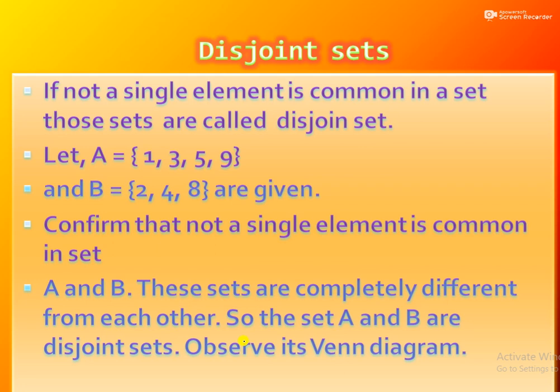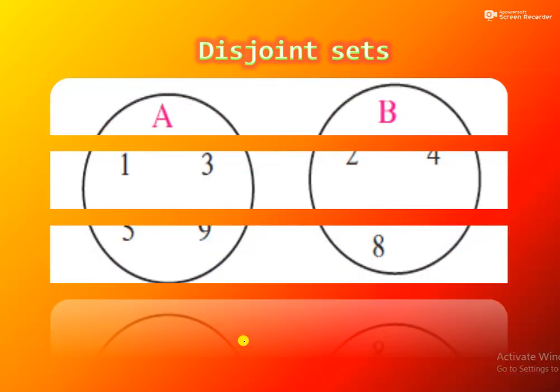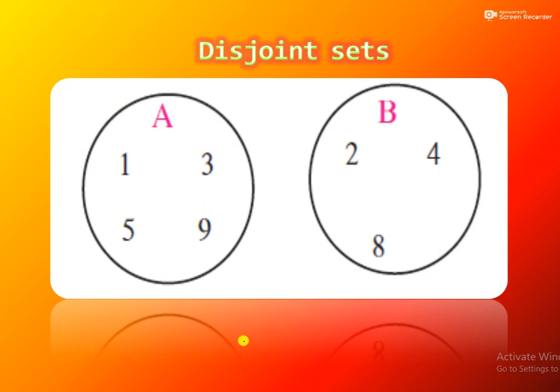Observe it with the Venn diagram. Let us see these sets by using the Venn diagram. So see student, in this diagram the sets are completely different. They are not joint. That's why we can say these are disjoint sets.